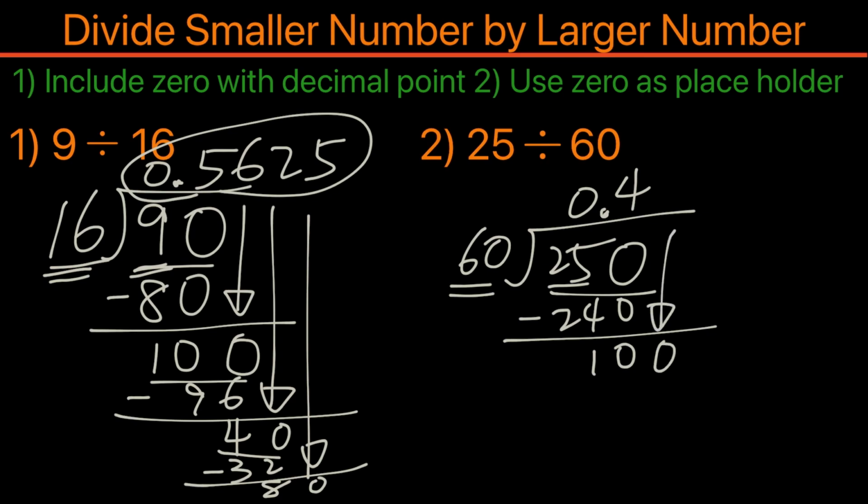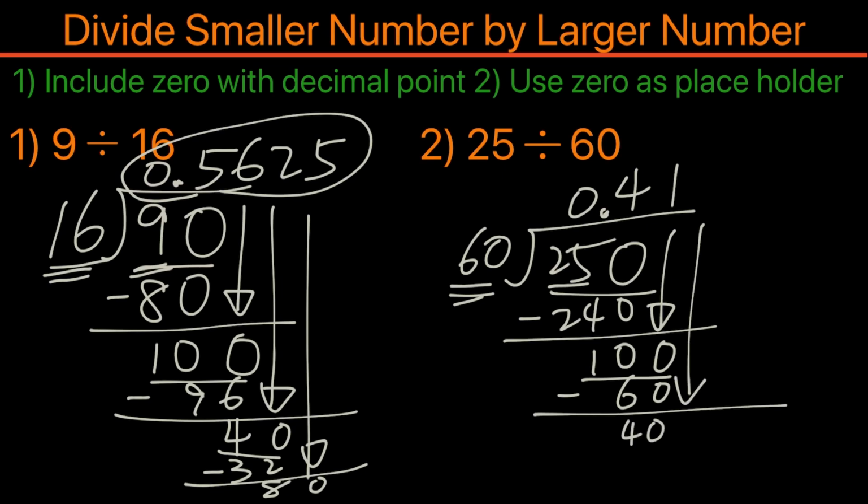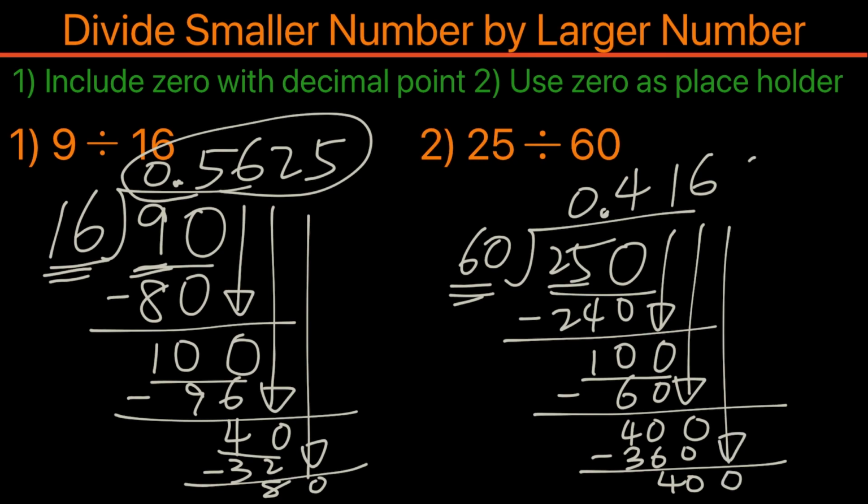Bring down a 0. 100 divided by 60, we have 1. So 100 minus 60 is 40. Bring down another 0. And 6 will go into that. So 6 times 60 is 360. Then it's 40 again. So you can kind of see that the cycle will keep going. So this will continue to be 6, because 6 times 60 is 360, and 400 minus 360 will always be 40.